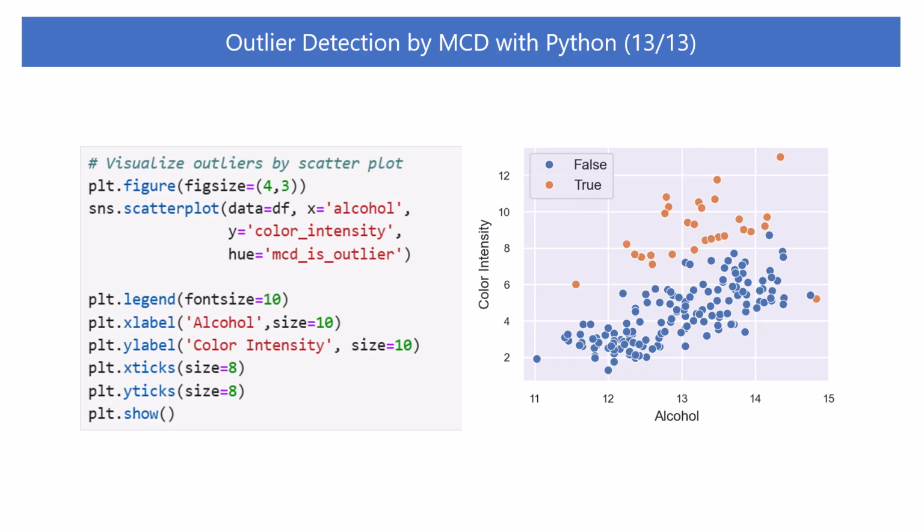Let's create a scatter plot to visualize the result. Outliers are represented as orange dots, and other data points are blue dots. We can see that the data points with high color intensity compared to alcohol values are detected as outliers. If we exclude these outliers and look only at the blue data points, we can visually see that the two variables are more strongly correlated than the entire data. Thus, by using the MCD method, we can detect outliers that cannot be detected by the usual Mahalanobis distance.